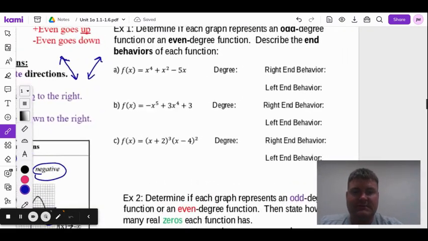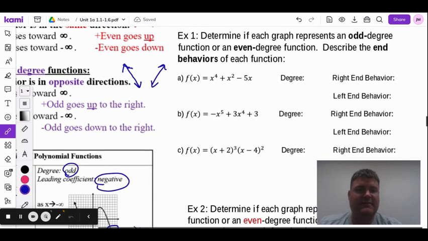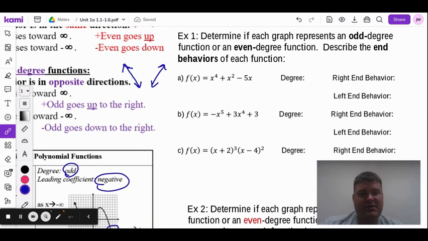So this is what we're going to do. Determine if each graph represents an odd degree function or an even degree function. Describe the end behaviors. We're not going to go technical yet with limit definitions, but we'll just look at this. For A here, what's our highest degree? Very good, it's 4. We're degree 4, and our a value is equal to 1, which is positive.